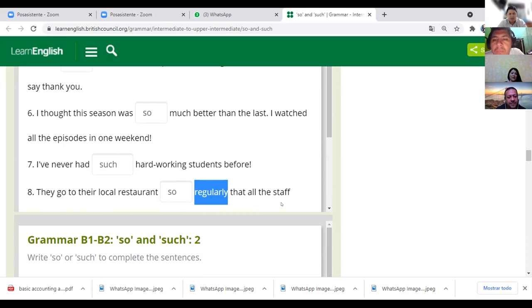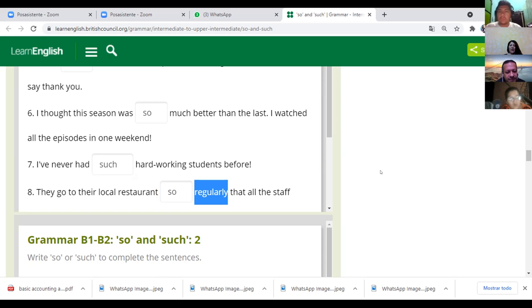Regularly is an adjective. Adjective, adverb, basically the same. Okay. And it's so. Yes, so. Correct. Sí, okay. This yes. Is so. Okay. ¿Y usted, Anita? Yo puse such también. It's actually so. So. This is so. Such. Okay. Okay. Sí.